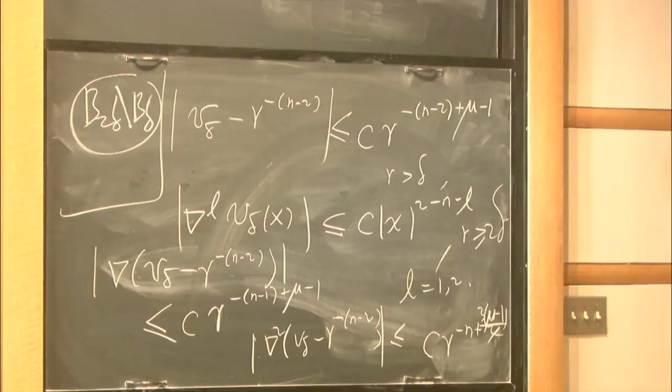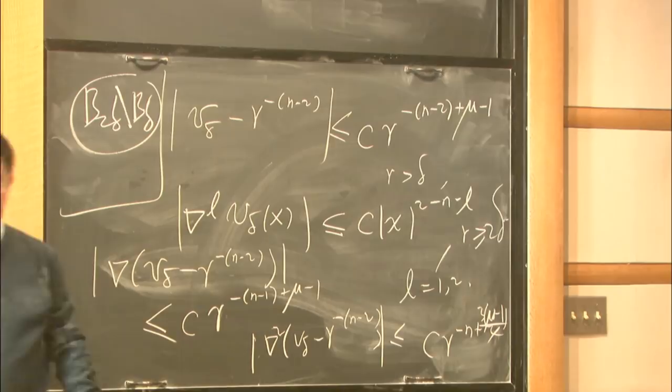And with this estimate, basically everything will be close to the radial picture. All the others you treat as error terms, and you are able to get what you want.